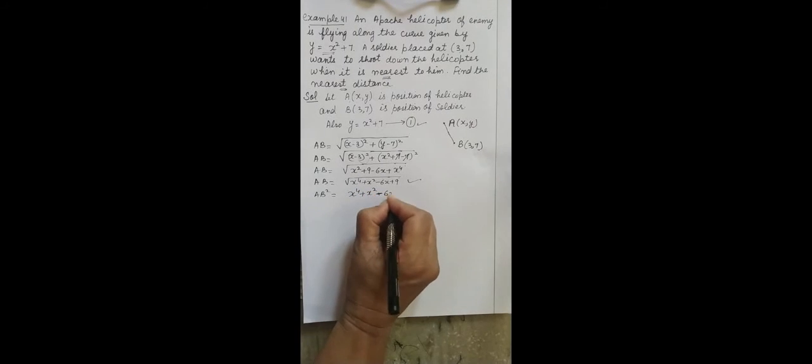Now students, it has been converted into a single variable, but still a problem remains: the function involves a square root. As I have already told you, whenever we get a question involving a square root, we should square this quantity. So squaring both sides, what will be my AB square? It will be x^4 plus x square minus 6x plus 9. So now this will be my distance function, and I am denoting it by f(x).